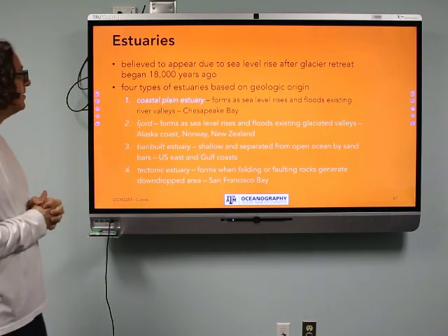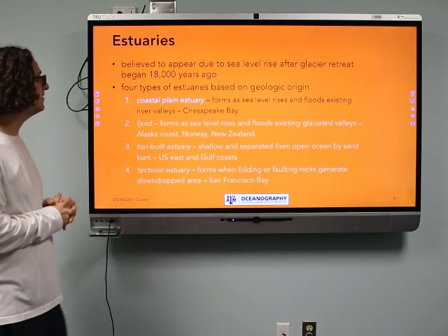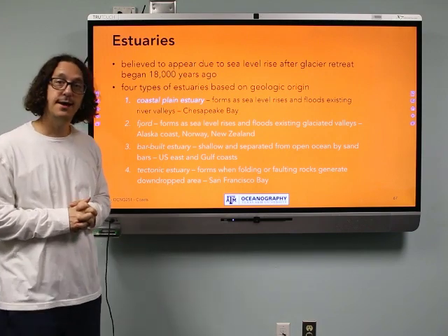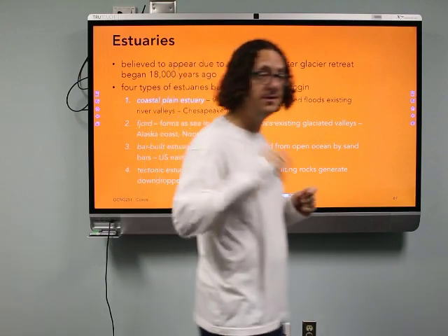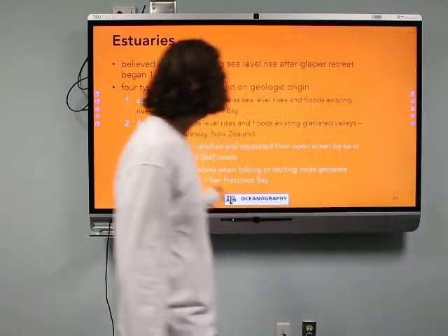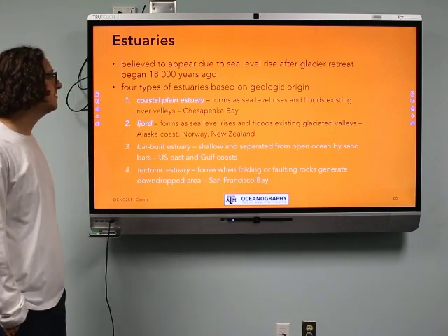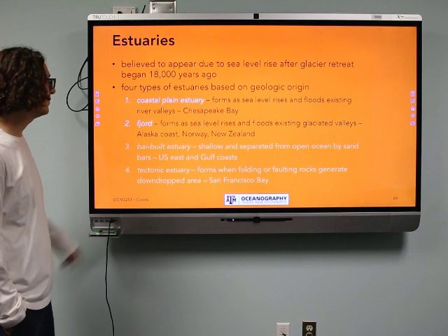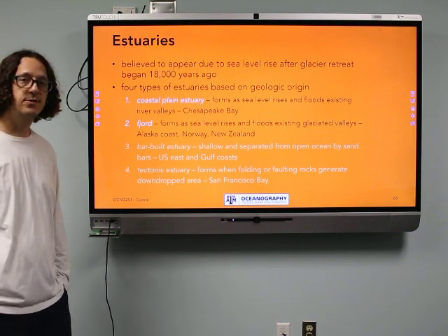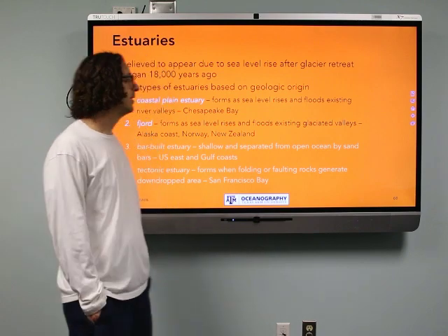Coastal plain estuaries form as sea level rises and floods existing river valleys. An example of that is Chesapeake Bay. I'm going to go through these definitions and then you'll see an image of each of them. Fjords form as sea level rises and floods existing glaciated valleys. Places such as the Alaska coast, Norway, and New Zealand.